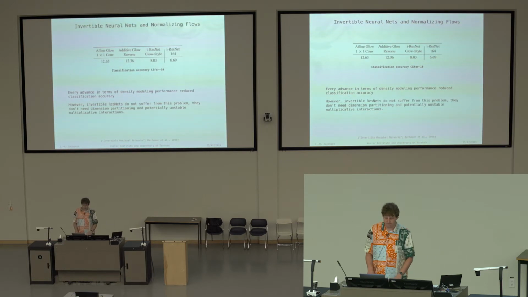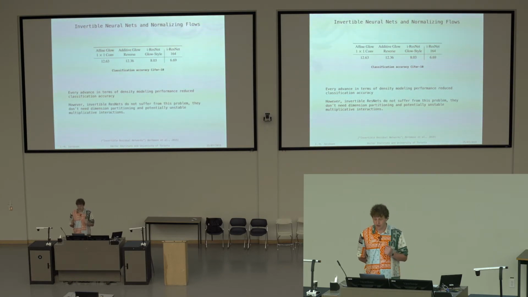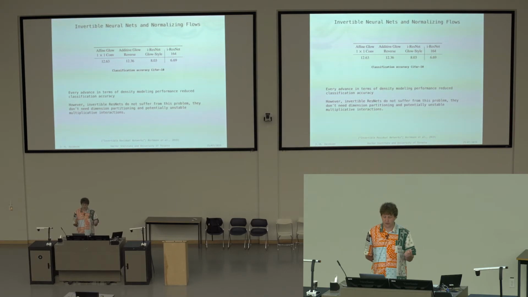Right. So there was something that we observed. That was that every advance in terms of density modeling performance in normalizing flows usually seemed to reduce the classification accuracy. So if you take an iResNet architecture style and do classification on CIFAR 10, then the error is around 8%. If you use a GLOW just with the additive blocks, so it's basically volume conserving, and you do classification on CIFAR 10, then you get around 12% error. And then if you add these affine coupling blocks, the error increases further.